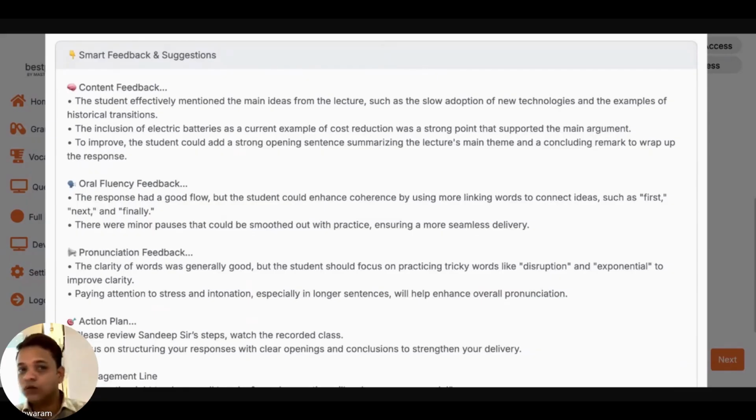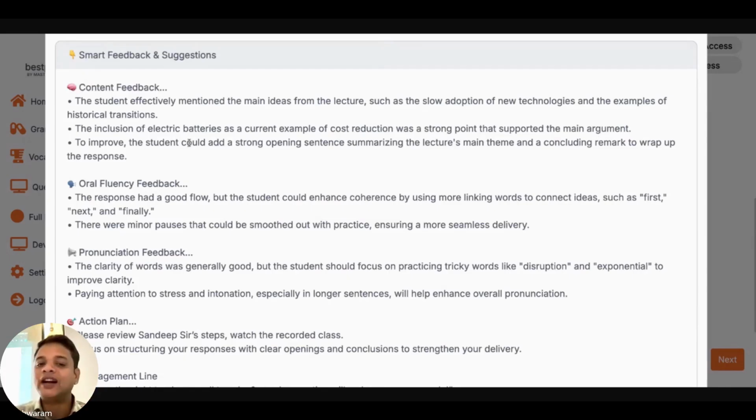Is anybody coming and teaching you? No, but you're still learning on your own because it is giving you such powerful feedback, such as the slow adoption of new technologies and examples of historical transitions. It analyzed all your speech and it is giving you proper feedback. Next one, sir. The inclusion of electric batteries as a current example of cost reduction was the strong point that supported the main argument, right?